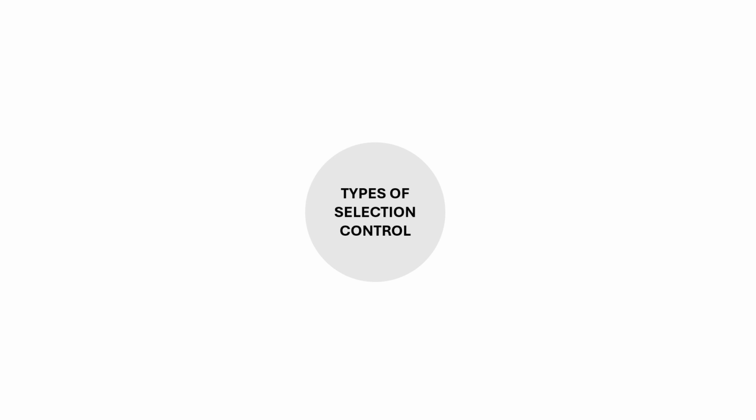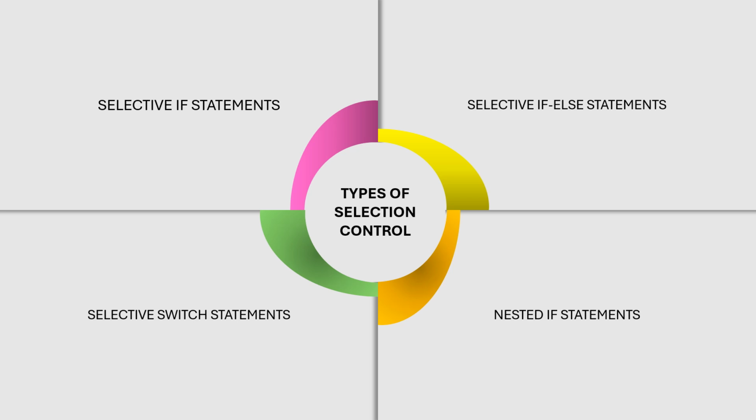Talking about the different types of selection control, there are four different types of selection control structures: selective if statements, if else statements, switch statements, and nested if statements. Let's study the if statements in detail first.